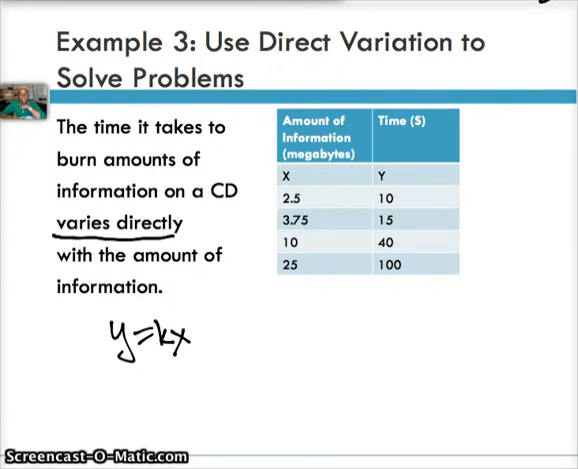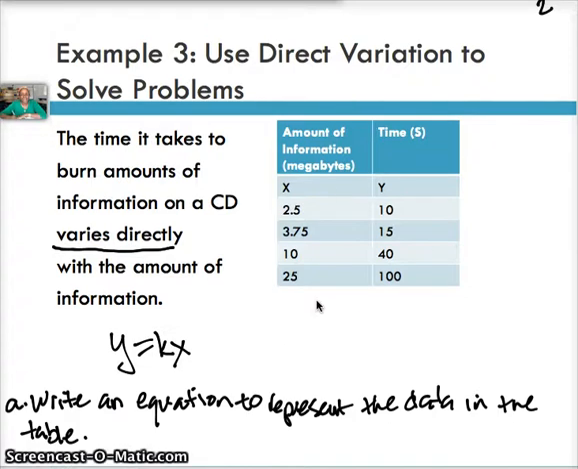So here is our table, and I just wrote down the question here. So the first question, there's 2 parts. The first question is we're going to write an equation to represent the data in the table. And so here's the data in the table. We know that this equation is going to take this form. What we basically have to do is figure out what K is, figure out what that constant of variation is.